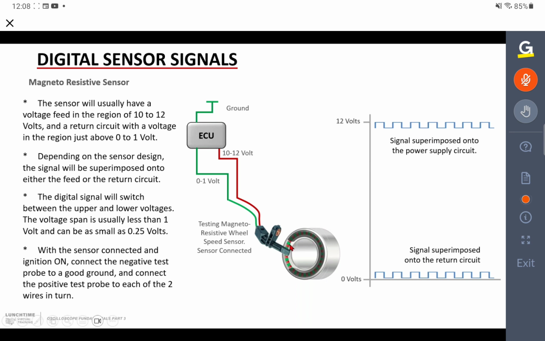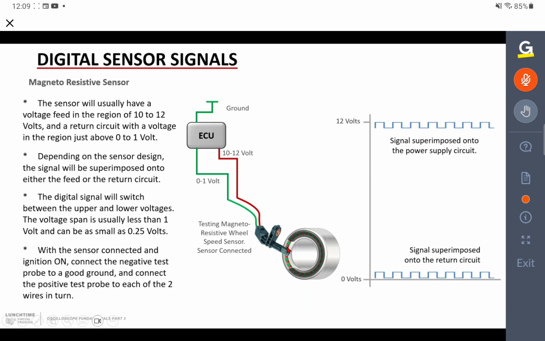And if you look at the illustration here, you can see we've got sort of red and green sections of a ring, if you like, that's embedded into the wheel bearing. And each of those red and green sections is actually the end of a magnet, the north and south poles of the magnet. And as the wheel bearing rotates, those magnetic poles alternately go past the sensor, the magnetoresistive wheel speed sensor.